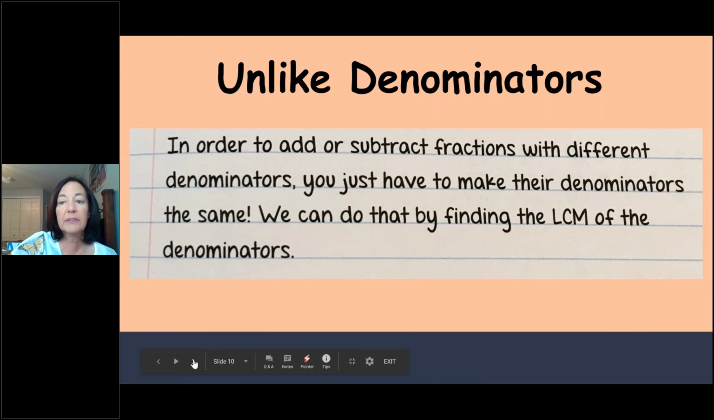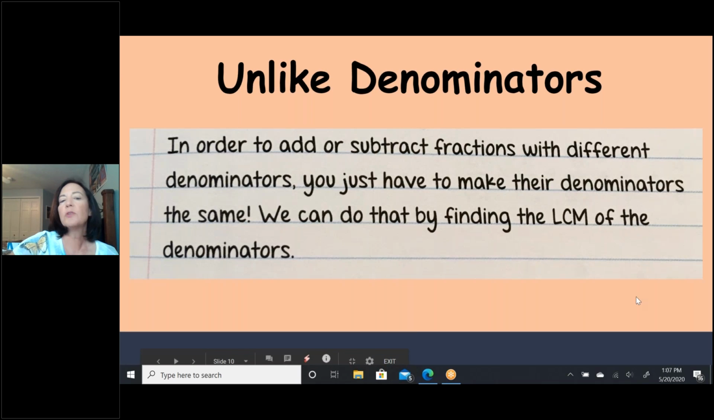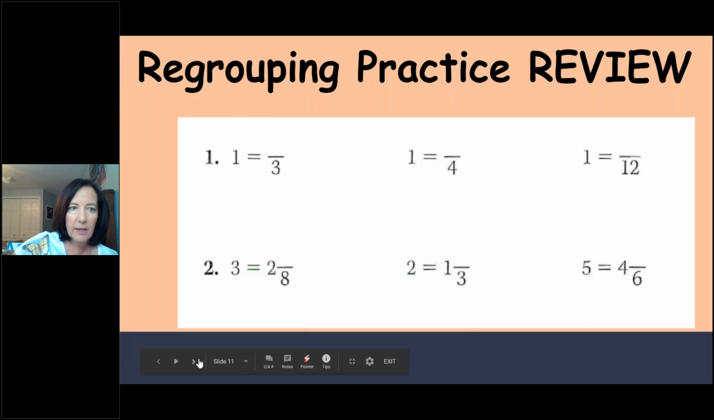Unlike denominators, because a lot of times this happens, in order to be able to add or subtract, you have to have the bottom numbers, the denominators, the same. And we do that by finding the least common multiple of that denominator.